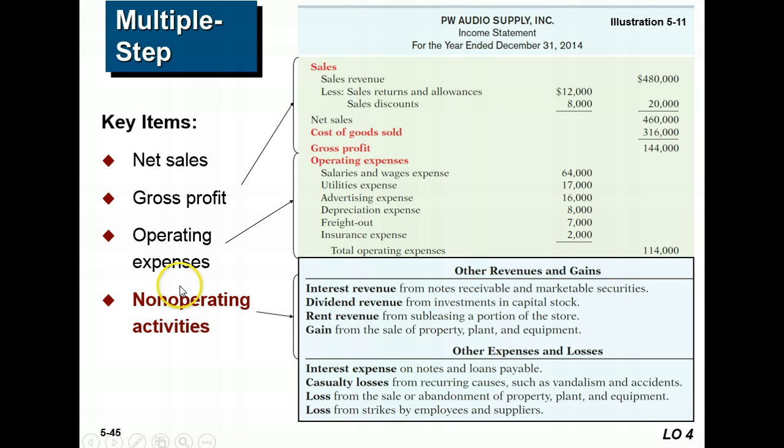What can be non-operating activities? Interest, dividends, rent, gains and losses from selling assets. Interest expense, any casualty losses, and maybe having to discard various types of equipment. So our other revenue and gains and other expenses and losses are going to be unique from normal operating procedures. The salaries, the insurance, the expenses of running a company. These are above and beyond what's normally the operating activities. Okay?